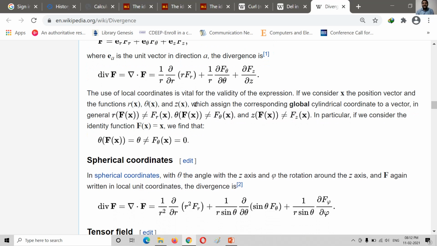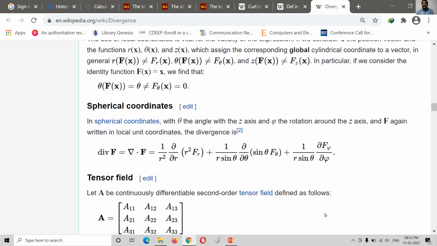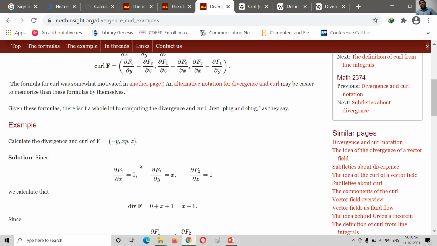The same case applies here. Del bar dot F bar in the spherical coordinate system can be represented as 1 by r square del by del r of r square into F_r, plus 1 upon r sin theta del by del theta of sin theta into F_theta, plus 1 upon r sin theta into del by del phi of F_phi. This is the representation of del bar dot F bar in the spherical coordinate system.